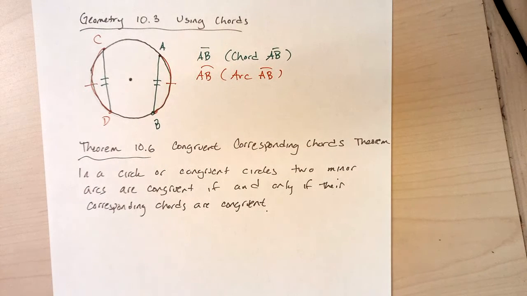And keep in mind that you would measure a chord. A chord is a segment in terms of just whatever your units are. Could be centimeters, inches, feet, or just basic units. You measure the arcs in terms of degrees, because remember the measure of an arc is equal to the measure of its corresponding central angle. So you measure an arc in terms of degrees.